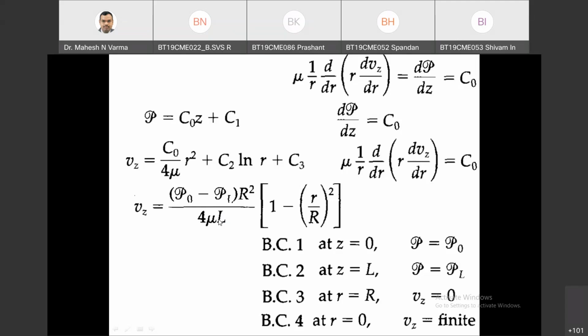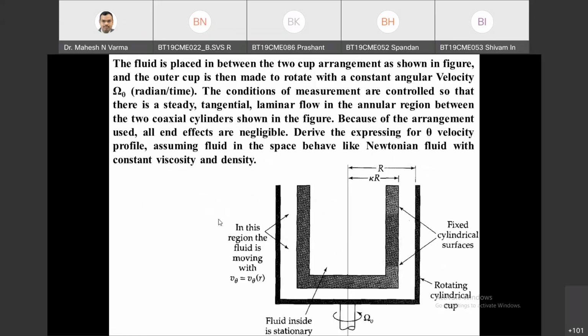Okay. So now take down this problem. This is a very, very important problem actually. Take down this problem and draw the figure properly. Take out all the information available in this problem. This is angular velocity omega 0 is given, in radian per unit time.